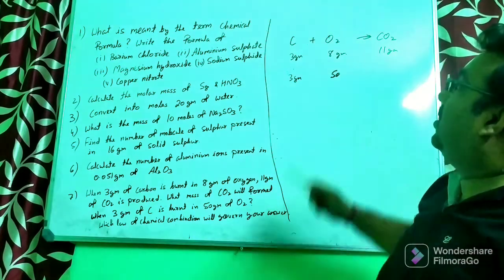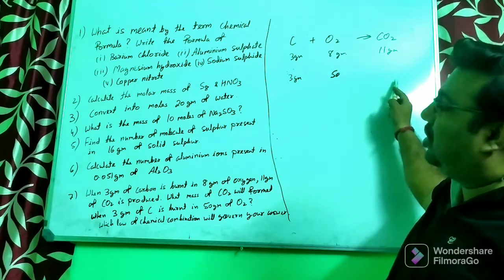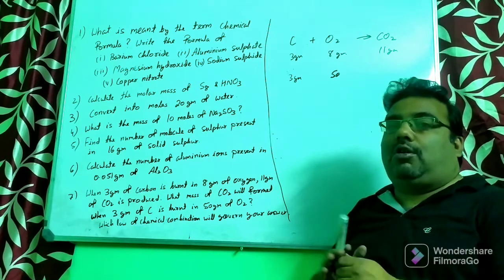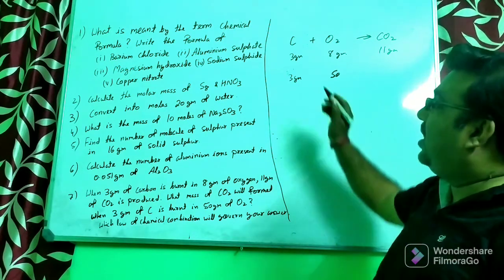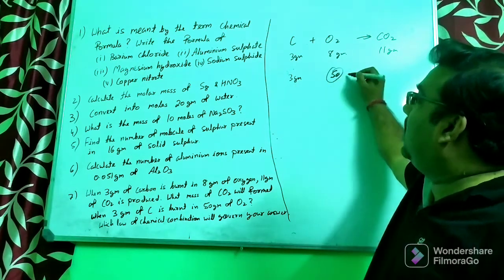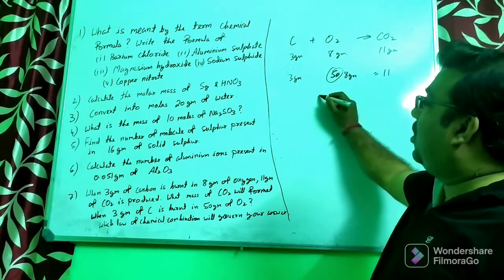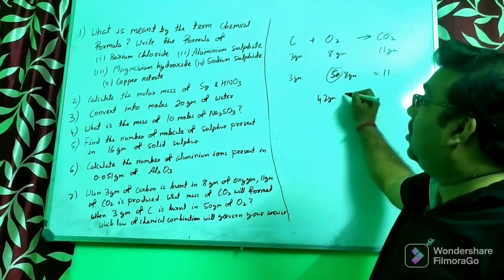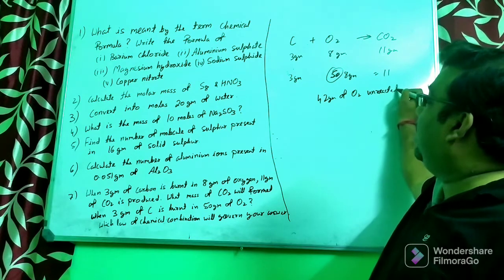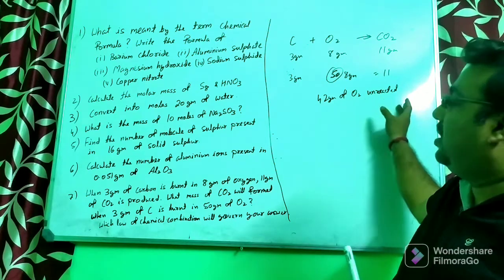Actually we know that the ratio of the mass in a compound is always fixed. Here it is 3:8. In any way you can prepare CO2, the ratio of the mass in a compound is fixed according to the law of constant proportion. So 3 gram will not react with the 50 gram. So here in the answer, 3 gram will react with only 8 gram, and it will form 11 gram of CO2. But 42 gram of oxygen remains unreacted. We have to write like that: 3 gram carbon reacts only with 8 gram of oxygen and 42 gram of oxygen remains unreacted.